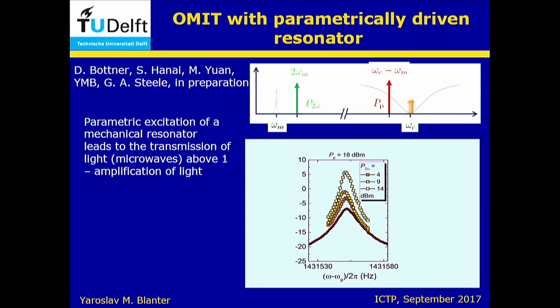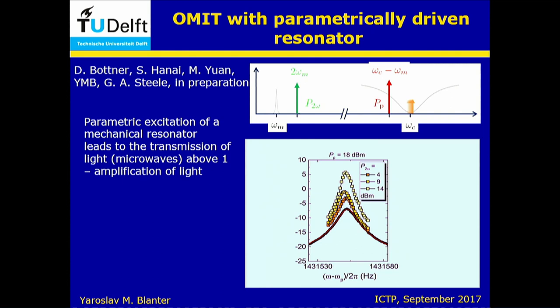Now the answer is, which I'm not going to derive, again, I would be happy to talk if somebody is interested, but I didn't put it on my slides. The answer is this parametric driving of the resonator would result in enhanced optomechanical induced transparency. So in this experiment, you can get a peak of the transmission above 1. So you will get transmission more than 1, which is not very surprising, right?